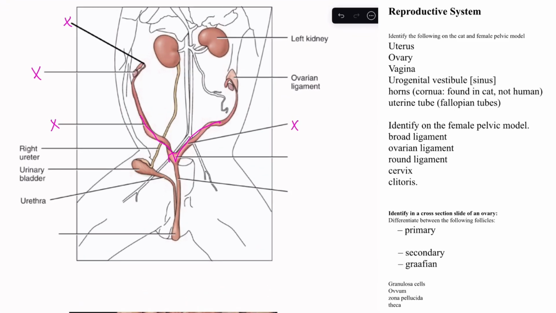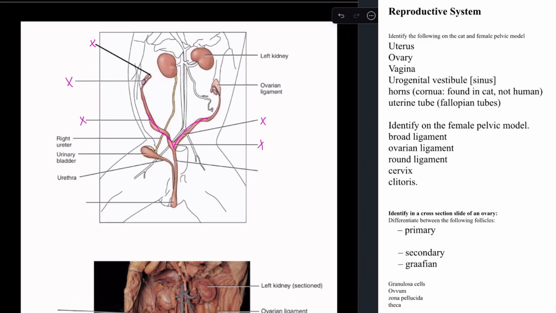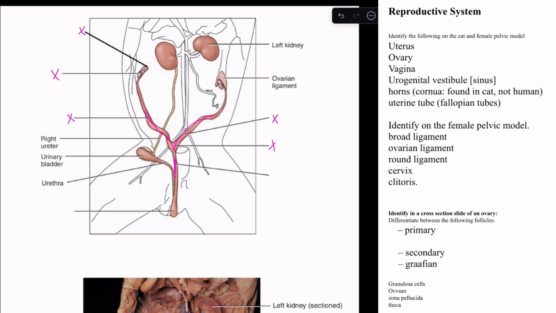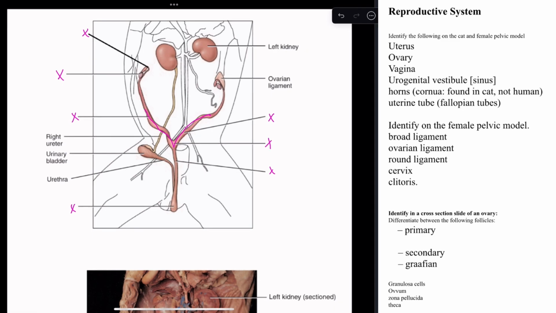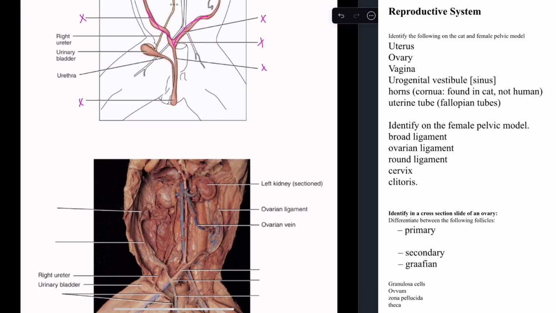And then this structure right here, right in the middle, where the horns are connected, is the uterus. Uterus. And then this big old structure right here is the vagina. Vagina. Okay. And then finally, the last one right here is the urogenital vestibule. Urogenital vestibule.